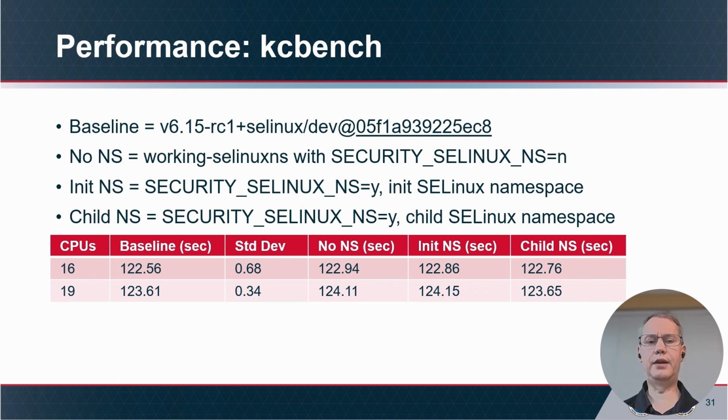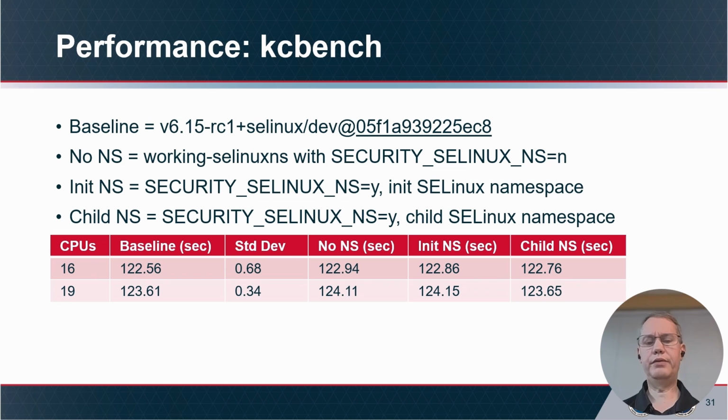The init NS kernel consists of the same kernel source tree built with the configuration option enabled, but running the tests in the initial SELinux namespace, representing any overheads associated with the processing, but just within the host operating system itself. And then the child NS configuration consists of the same kernel, but running the tests in a child SELinux namespace to assess the overhead imposed on child namespaces.